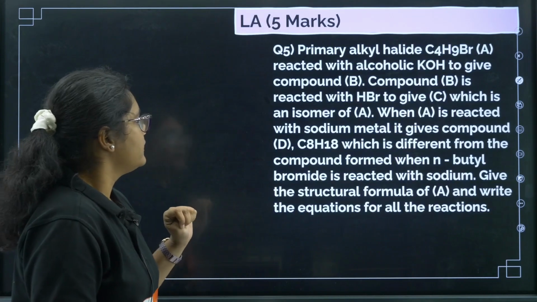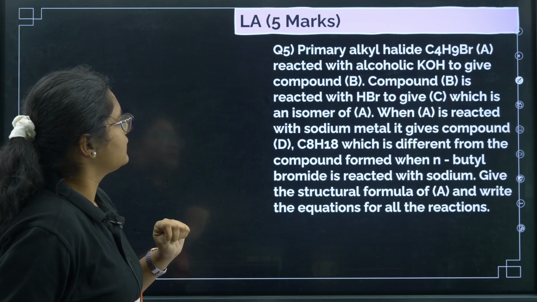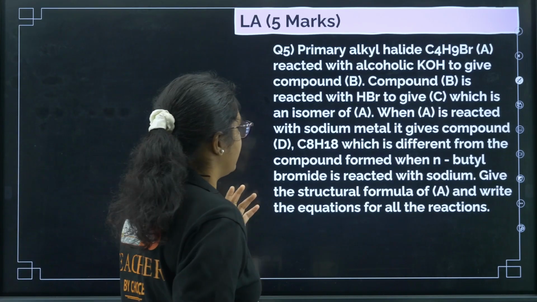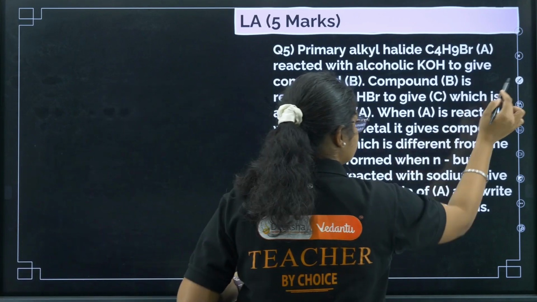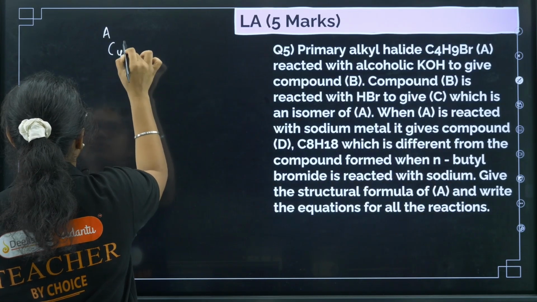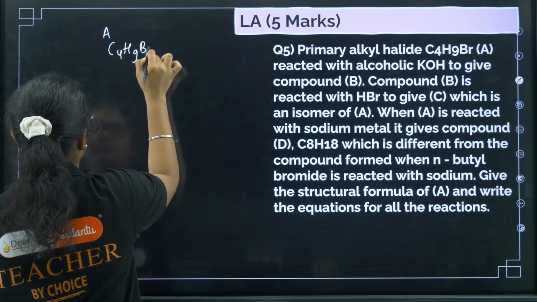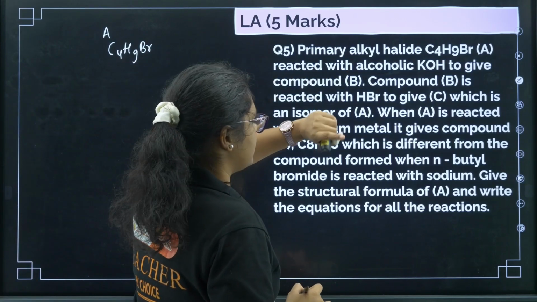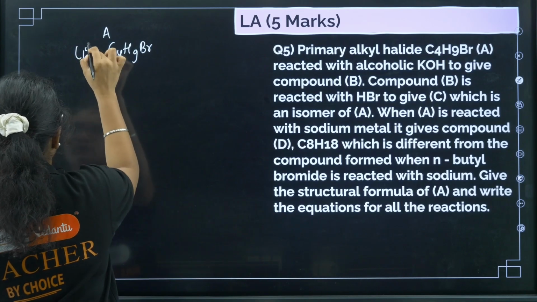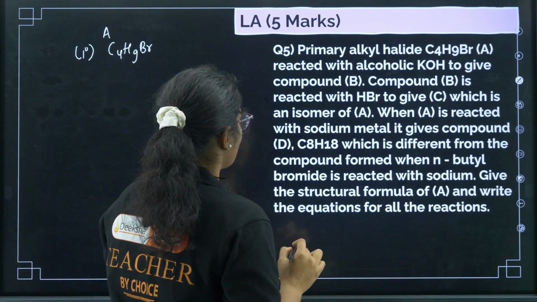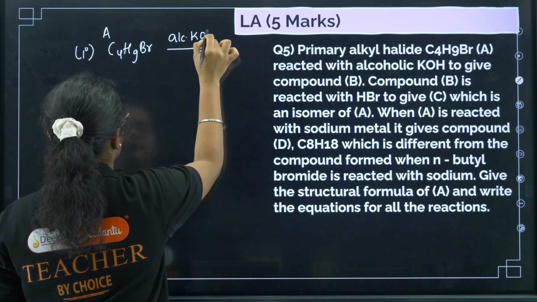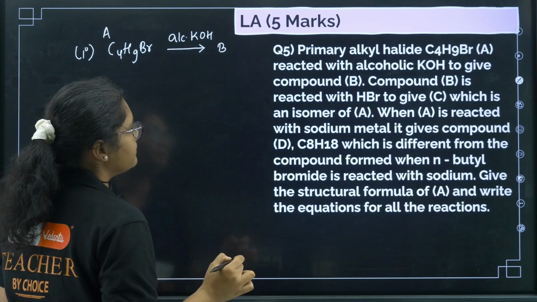Next, question number 5 is again important here: a primary alkyl halide C4H9Br. We will do this step by step with the reading of the question. So there is A, C4H9Br, a primary alkyl halide, which must be primary as given in the question. It reacts with alcoholic KOH to give compound B.